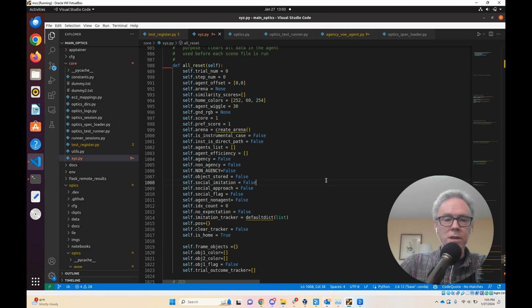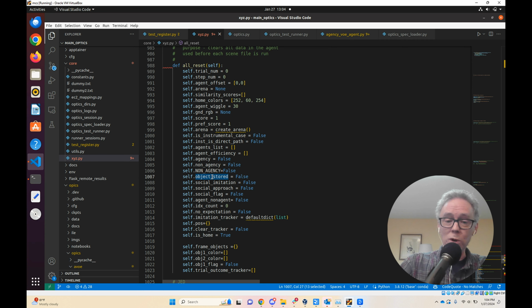Okay, next thing is to pick apart the naming. First thing, we have a lot of Boolean values here, but the Booleanness of them is not captured in the name except for a couple of them, is instrumental case. And the rest of them, self.agency, self.non-agency. Some percentage of the population might interpret that as a Boolean notion, but some percentage would not. This one really bad. Object stored.